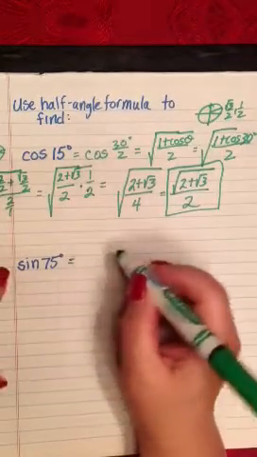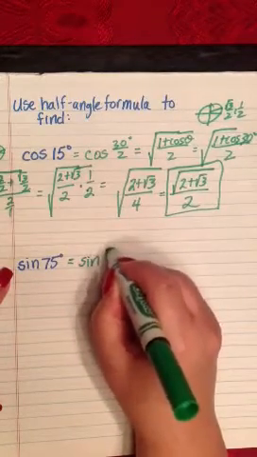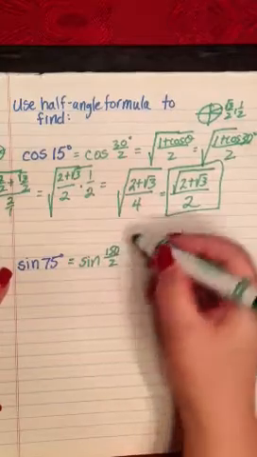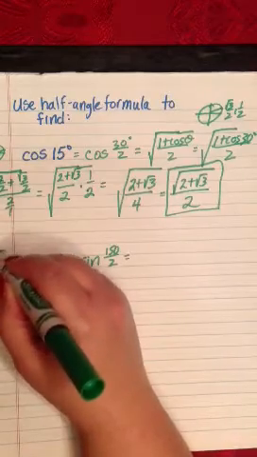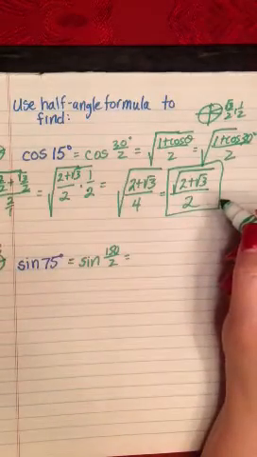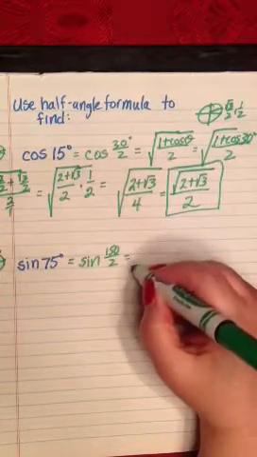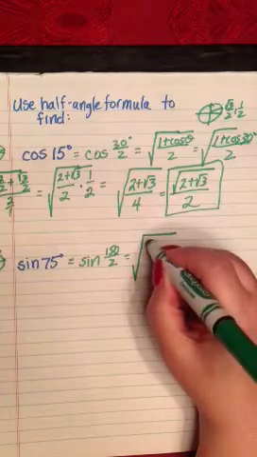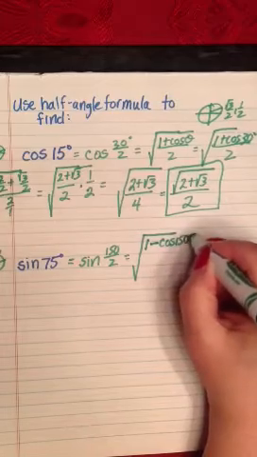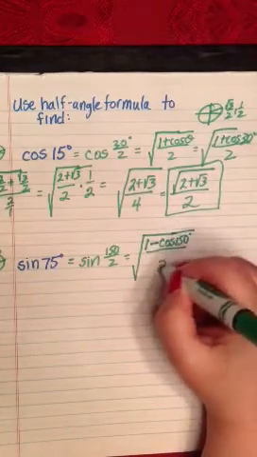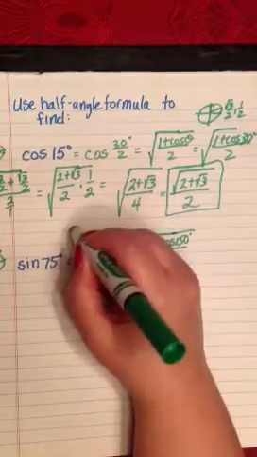The next part asks us to find the sine of 75 degrees. I could write this as the sine of 150 over 2, so my theta is 150. 75 degrees would still be in the first quadrant, so I know it's going to be positive, because sine is positive in the upper hemisphere. The formula says it's the square root of 1 minus the cosine of 150, divided by 2.